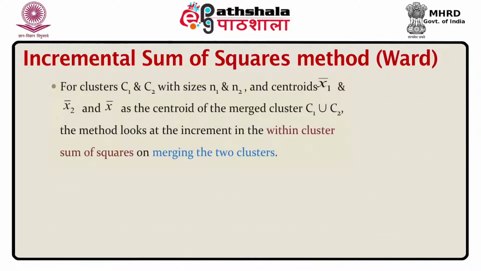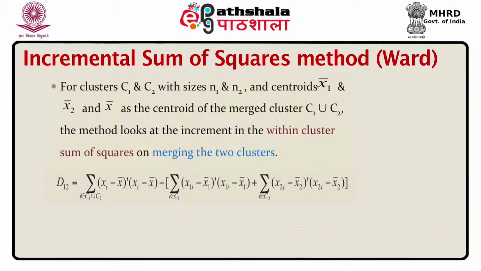The method looks at the increment in the within cluster sum of squares on merging the two clusters. Previously there were two clusters and there were two sets of within cluster sum of squares. But when you merge these two, you get a single large cluster, and obviously the within cluster sum of squares changes.